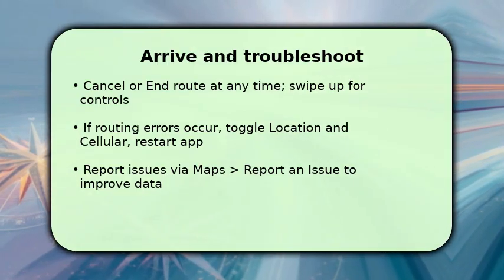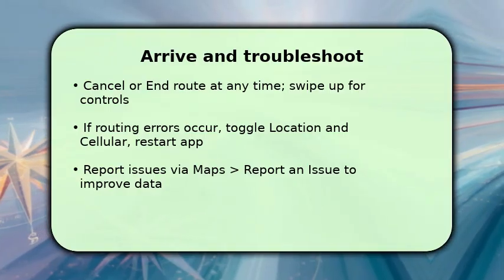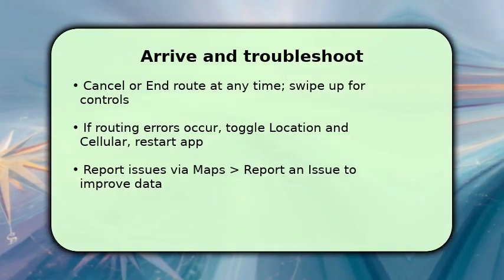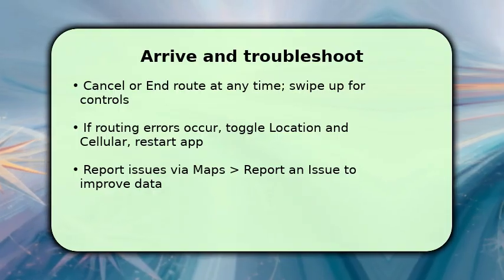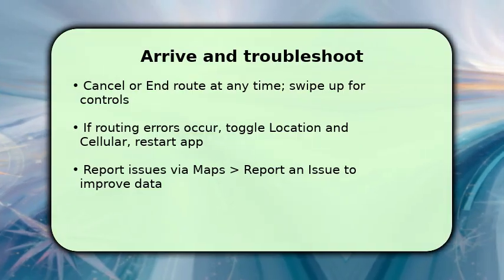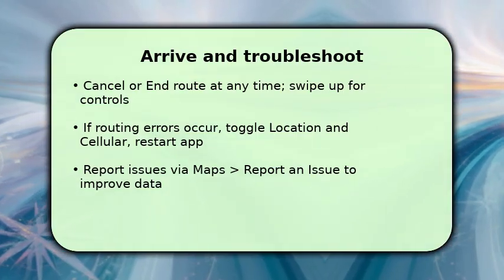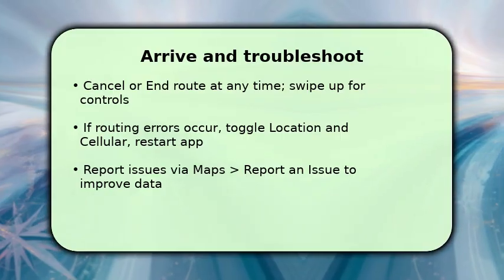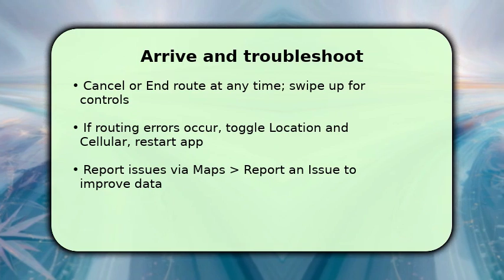If Maps shows wrong directions, first toggle location services and cellular data, then force close and reopen the app. That often clears cached routing problems. If errors persist, restart your device and check for iOS updates. Finally, report the issue within Maps so the data can be corrected for future users.